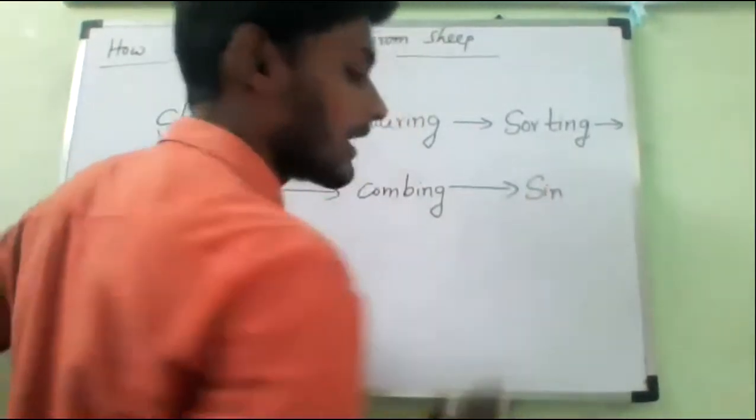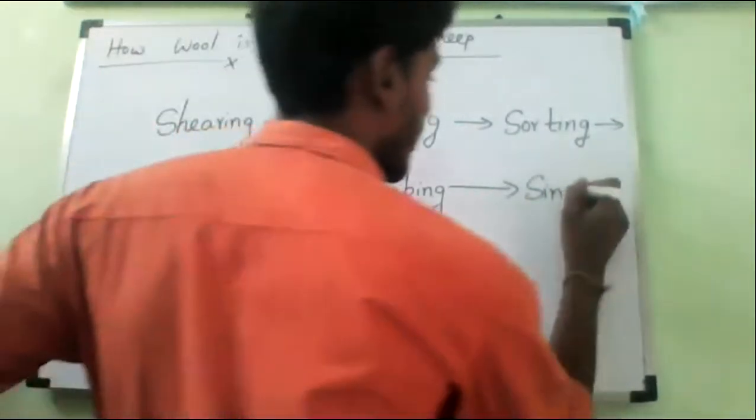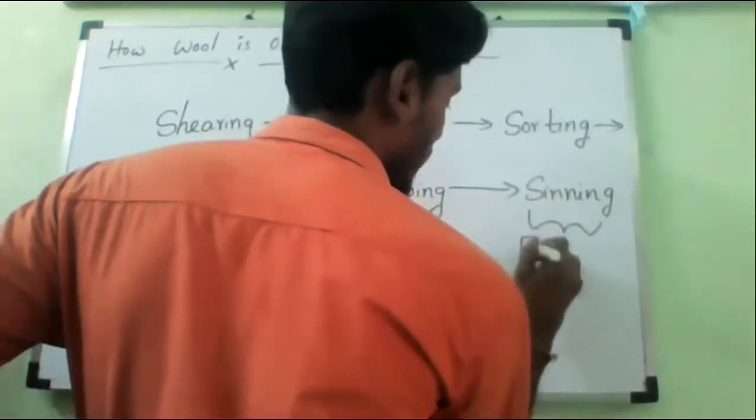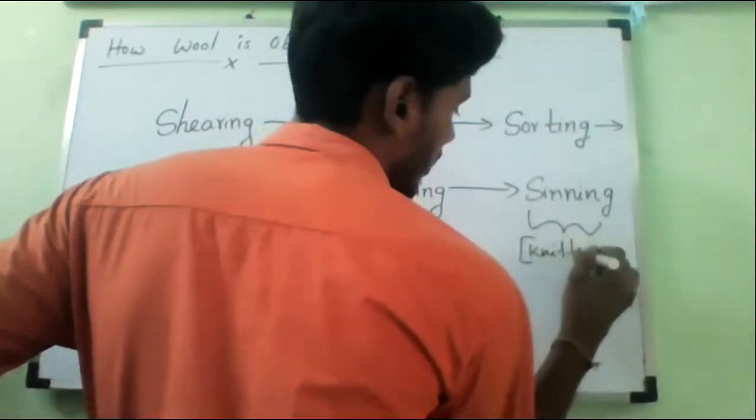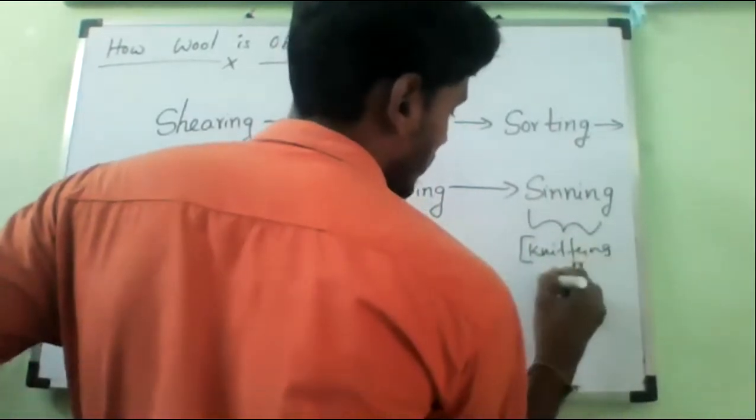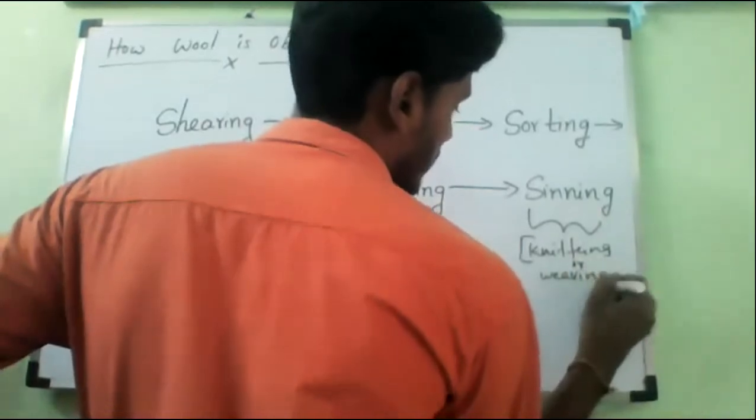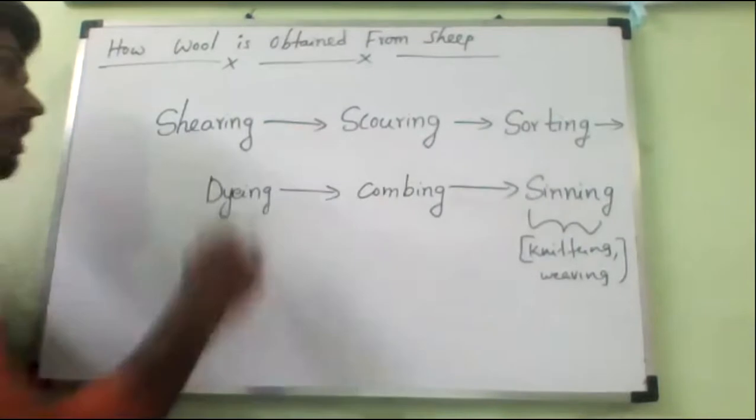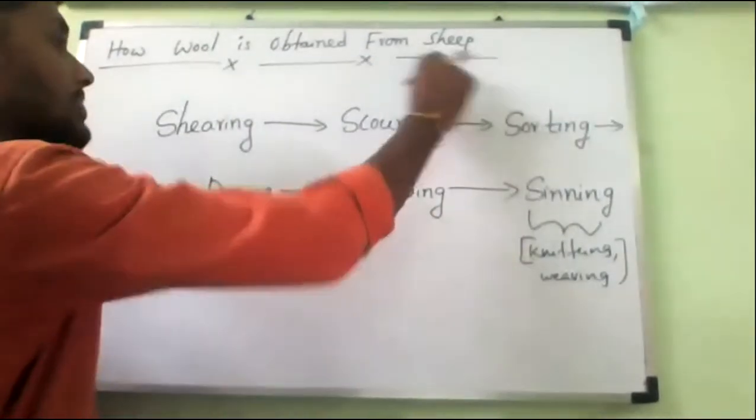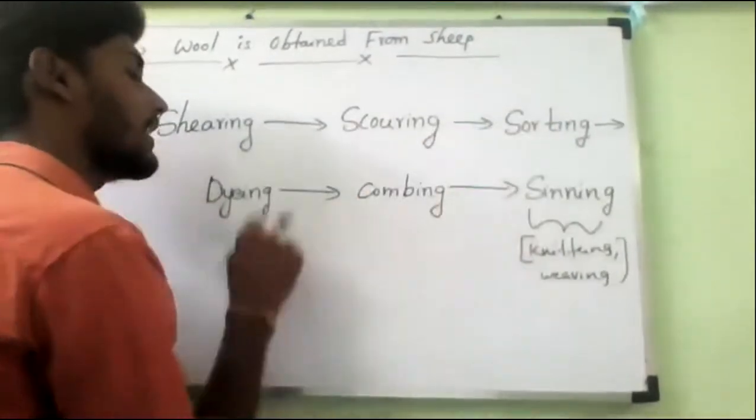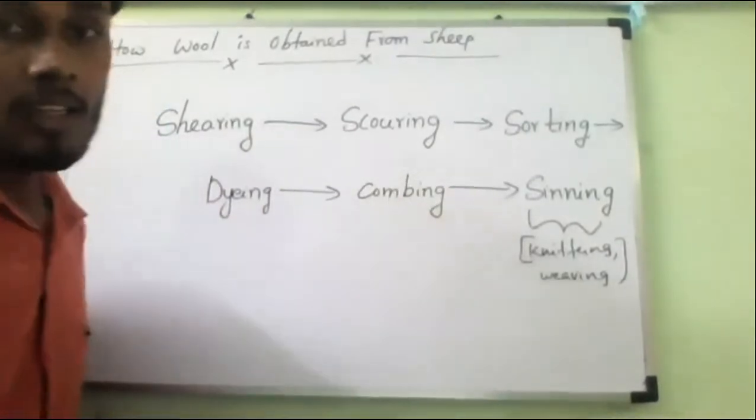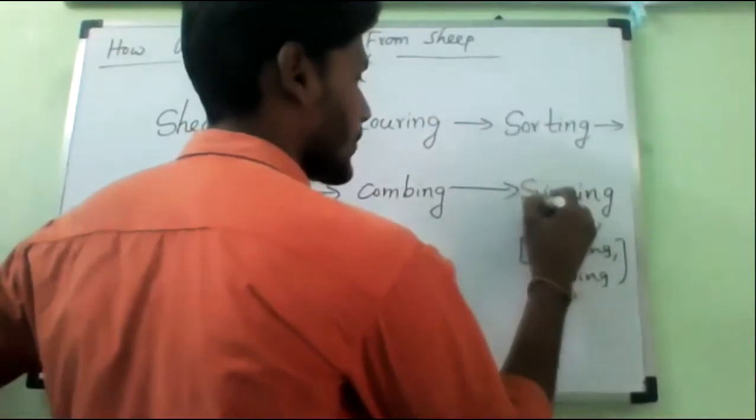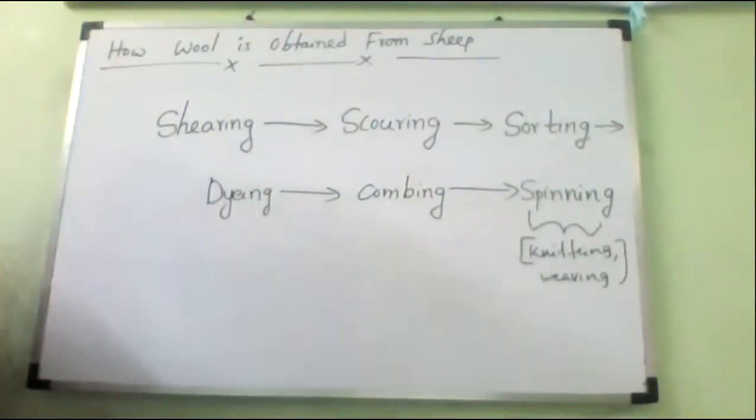This spinning is like knitting or weaving. Understanding that? Two ways: knitting or weaving. Knitting and weaving together are called spinning. So these are the steps involved: shearing, scouring, sorting, dyeing, combing, and spinning, S-P-I-N-N-I-N-G. Write it all down, all of you.